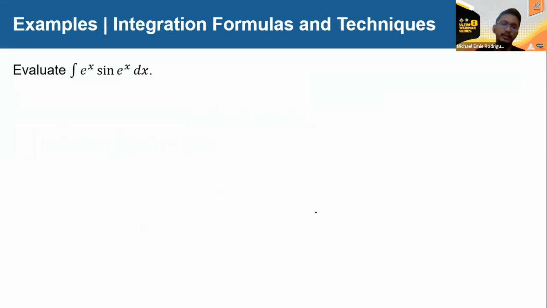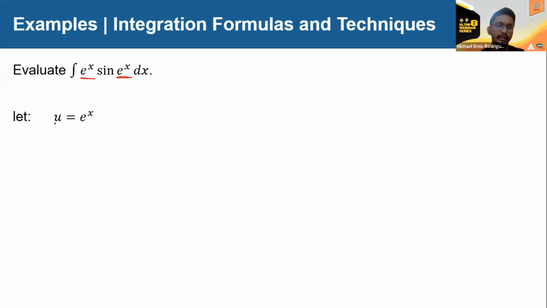Next, ito. Evaluate the integral of e raised to x sine e raised to x dx. Okay, so dito, yung e raised to x na nauna, nasa labas yan ng sine. So yung argument ng sine yung itong e raised to x. Okay. So to evaluate this, we use the u substitution. Okay, mag-let u tayo dito. So anong i-let u natin? Ito na lang yung sa argument ng sine. So we let u is equal to e raised to x.